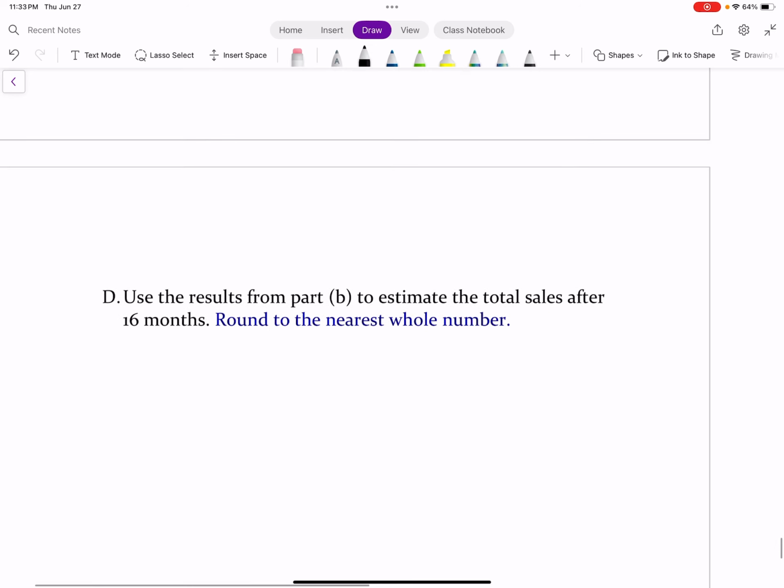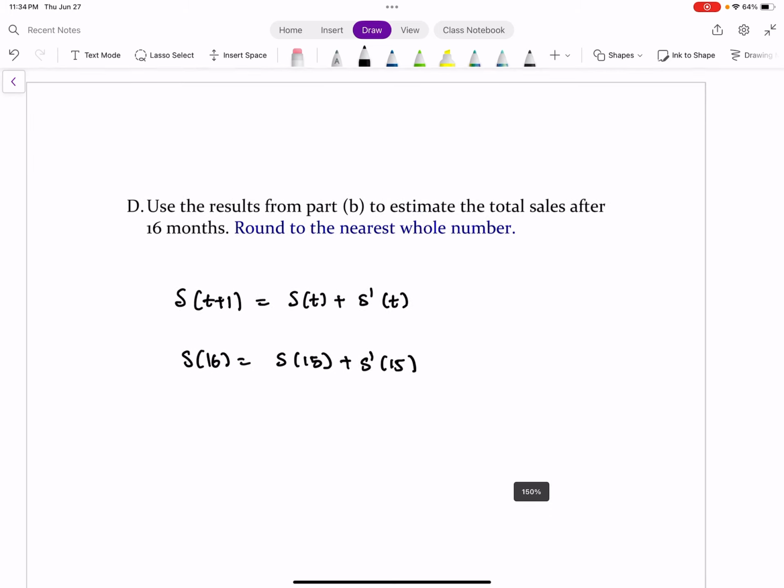And use the result from part B to estimate the total sale after 16 months, right? So the sale after that, let's say t plus 1, is equal to, remember, S at t plus the derivative at t. We just discussed this one. So S at 16 means S at 15 plus S prime at 15. We have these values.